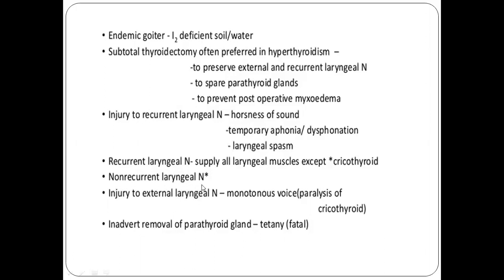Injury to the external laryngeal nerve: all the muscles are supplied by the recurrent laryngeal nerve except one, the cricothyroid, which is supplied by the external laryngeal nerve, and which actually tenses the vocal cord and produces vocalization.